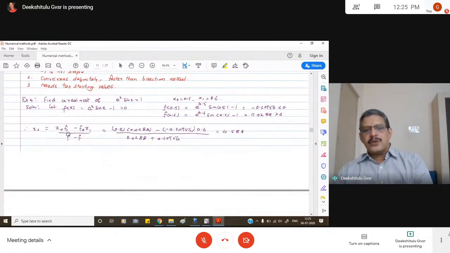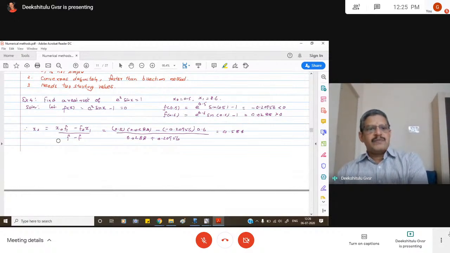So find the real root of e^x sin x = 1. Let us say f(x) = e^(sin x) - 1 = 0, and take x0 = 0.5, and f(0.5) is less than 0. f(0.6), if we calculate, is greater than 0. So the root must be between 0.5 and 0.6.